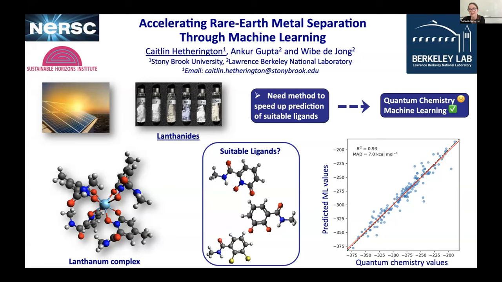And this is for a data set of 1,551 complexes, which is a relatively small data set. So this is really promising for high throughput screening computations. And with further optimization, this model really has the potential to accelerate the discovery of suitable ligands for rare earth metal separation.